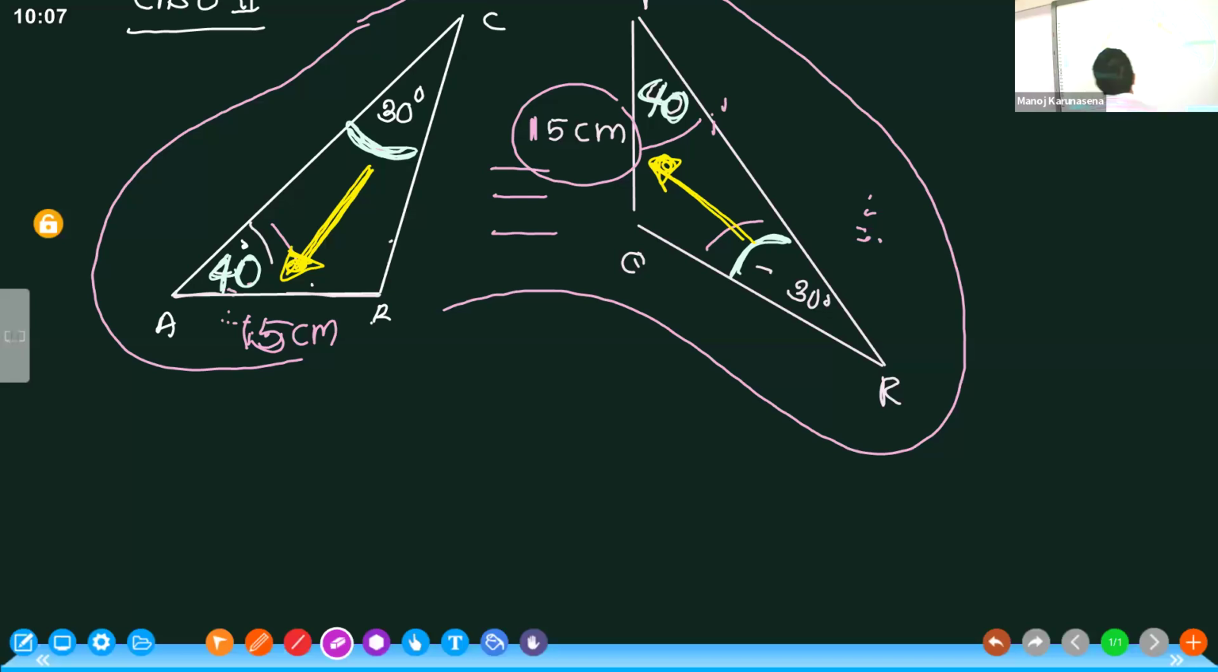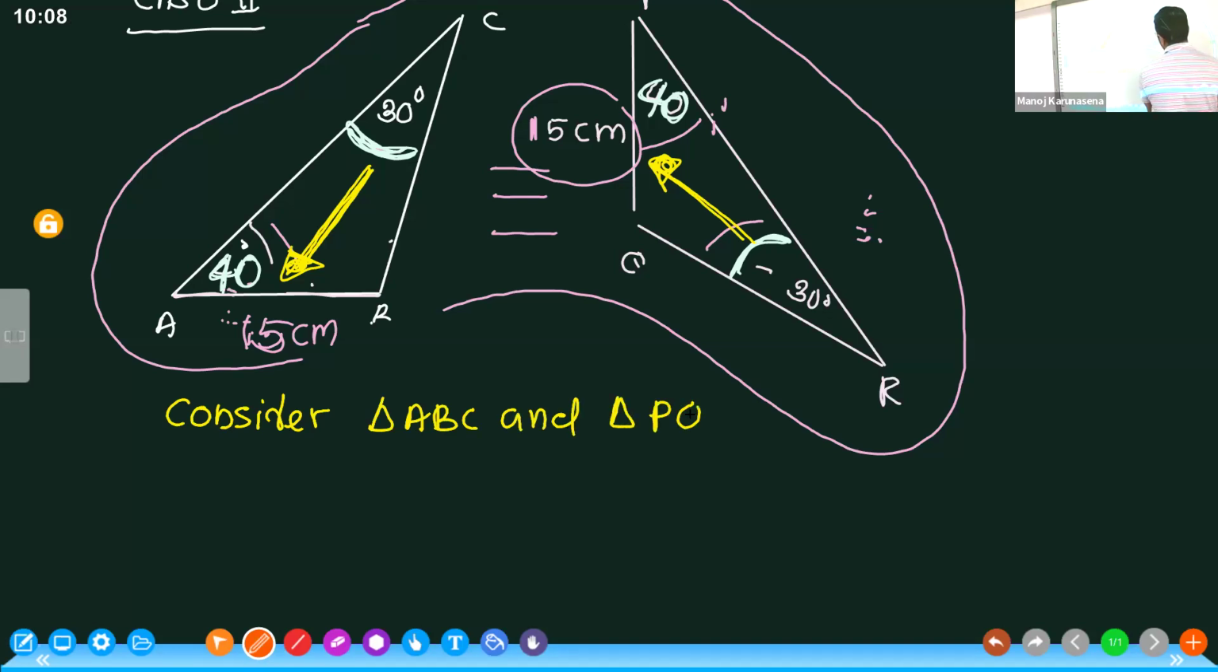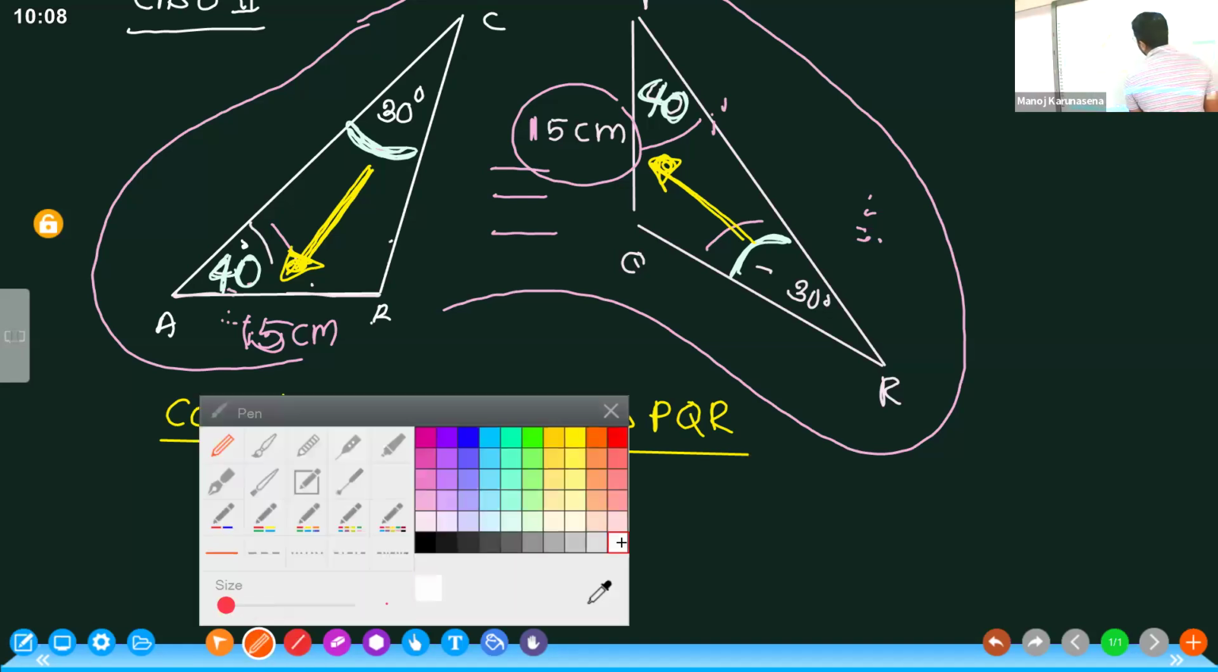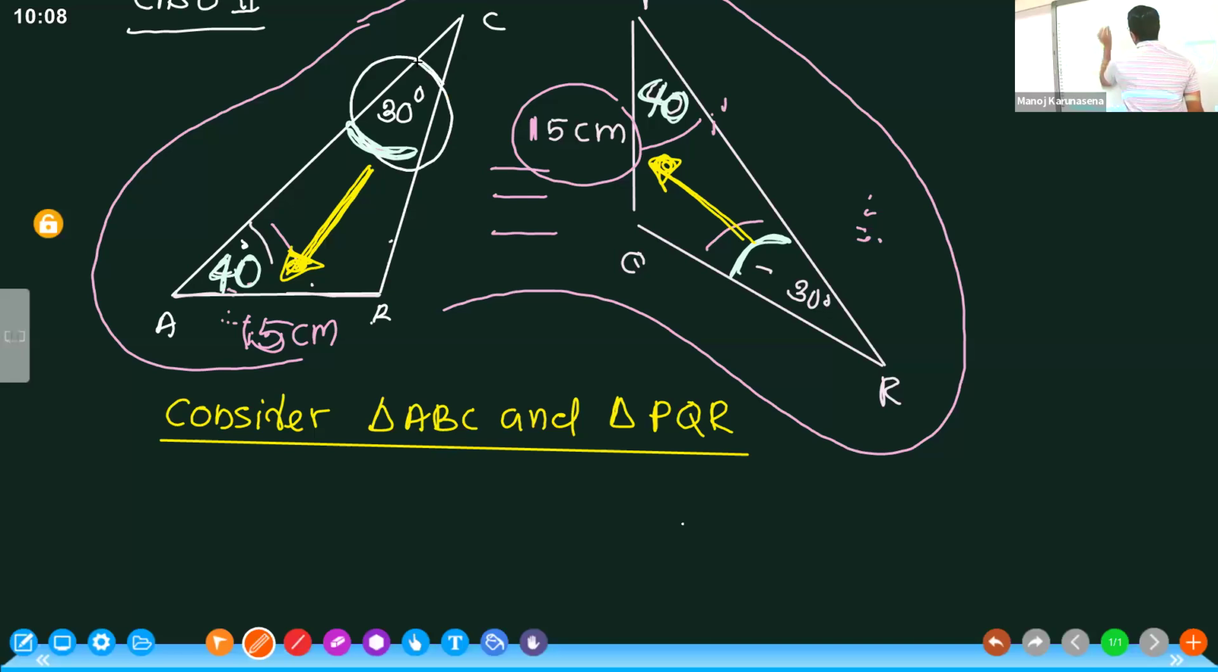All right, kids, let's write this. Consider the two triangles: triangle ABC and triangle PQR. Now the case we know as angle, angle, side. So let's write them in the correct order. Alright, let's take the angle first.